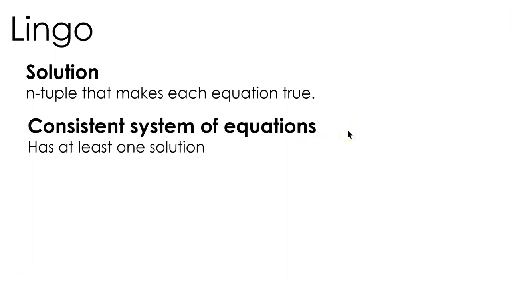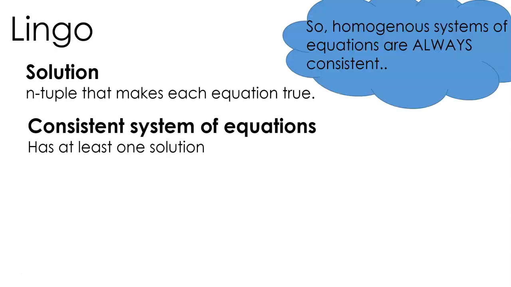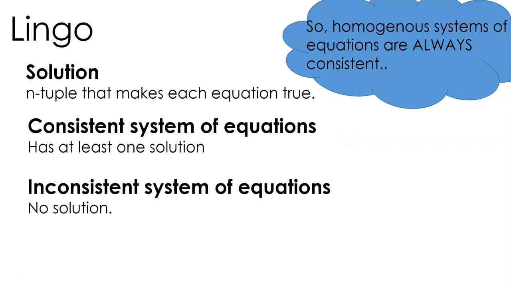A consistent system of equations means it has at least one solution. So homogeneous systems of equations are always consistent. They always have at least the 0-tuple or the 0 vector. If there's no solution, we call it an inconsistent system of equations. So let's look at some examples.